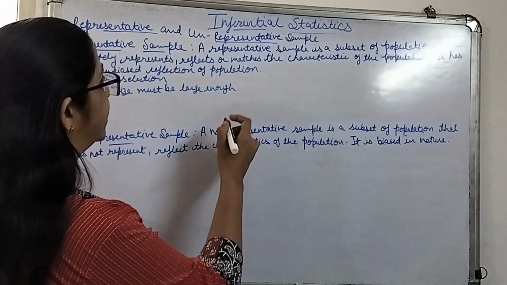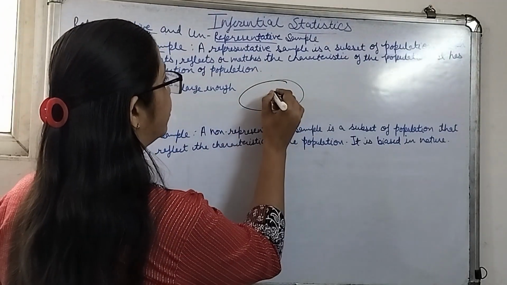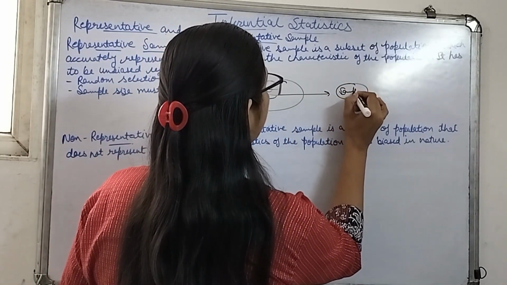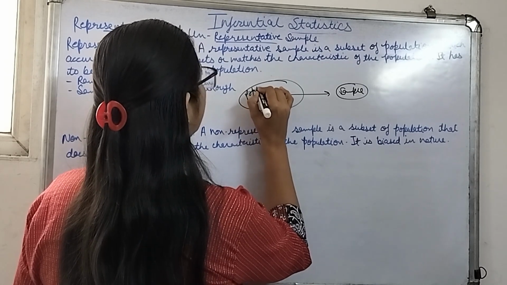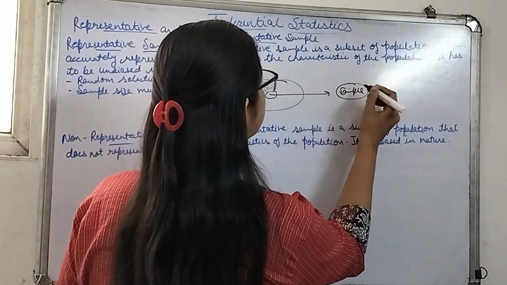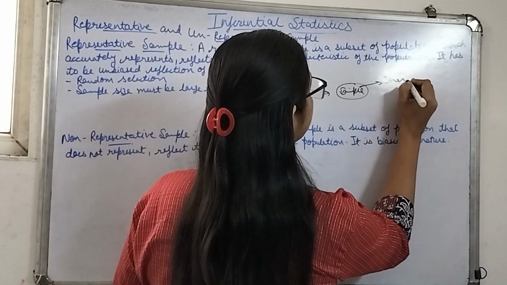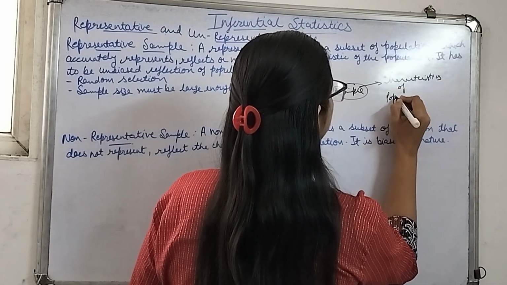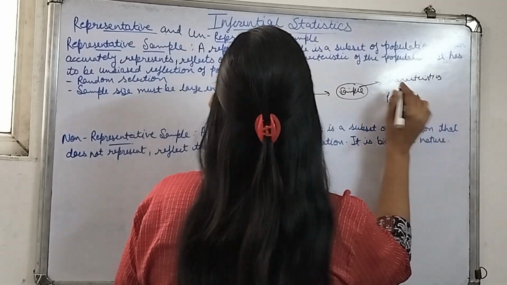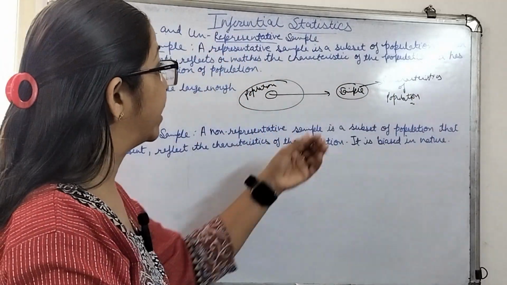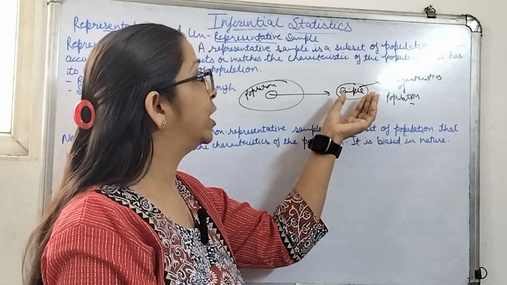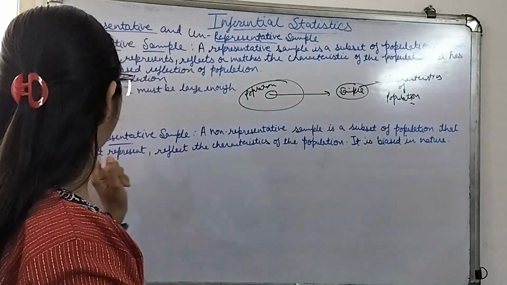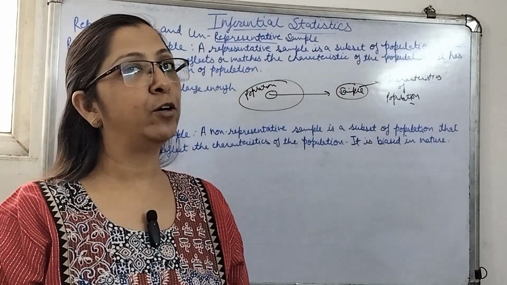So how can we say it? Suppose this is your population, and from this population we have taken this sample out. This is the sample and this is the population. From this population, if this sample is completely representing the characteristics of the population, in that case it is known as your representative type of sample. And if this sample is not representing, not reflecting the characteristics of the population, then this type of sample will be known as your non-representative type of sample.